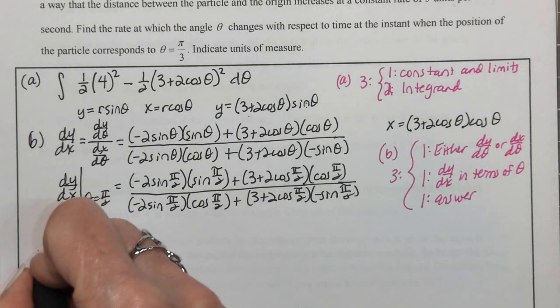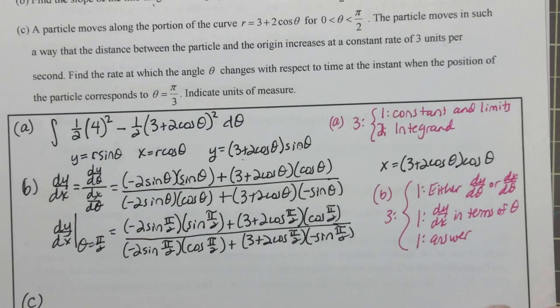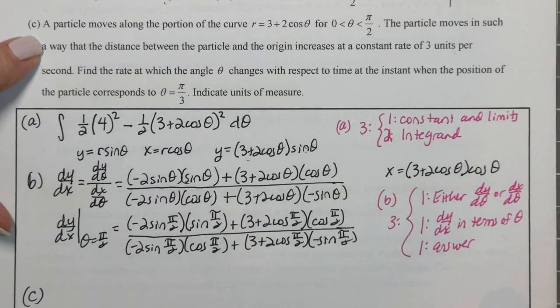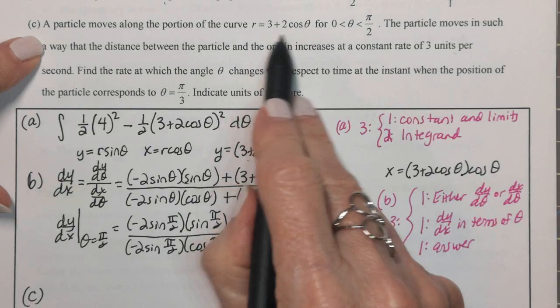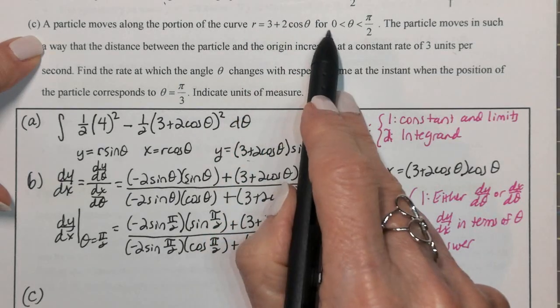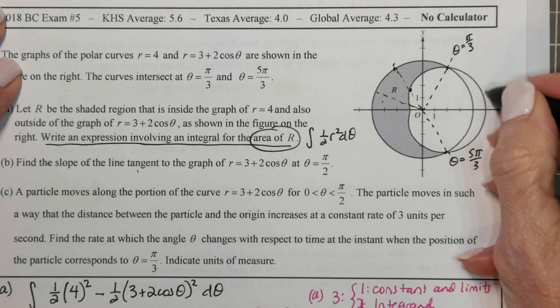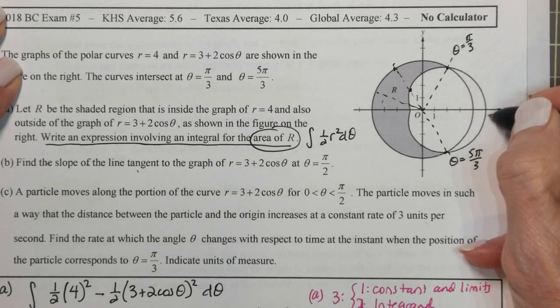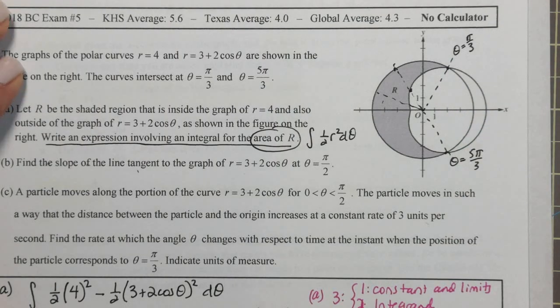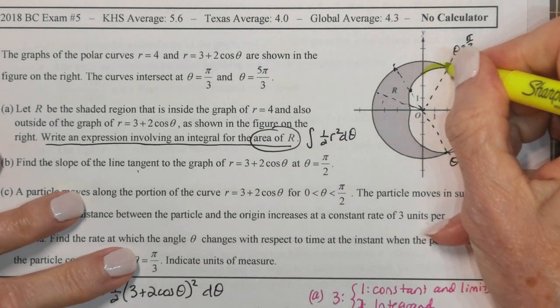All right, part C. A particle moves along the portion of the curve of the limacon between 0 and pi over 2. So here's the limacon between 0 and pi over 2. So we're only considering this section right here.